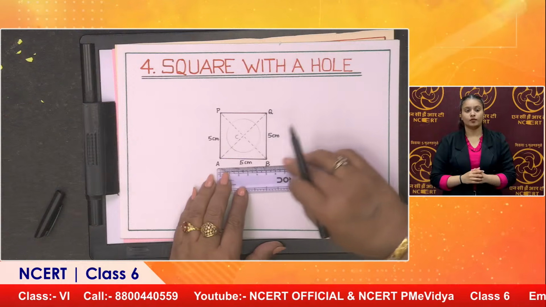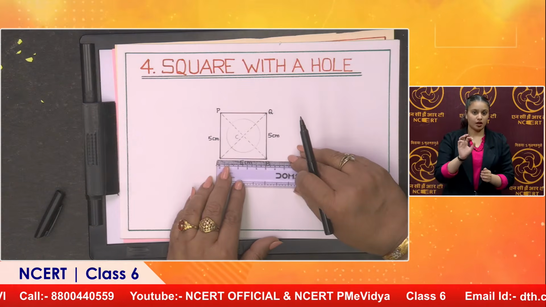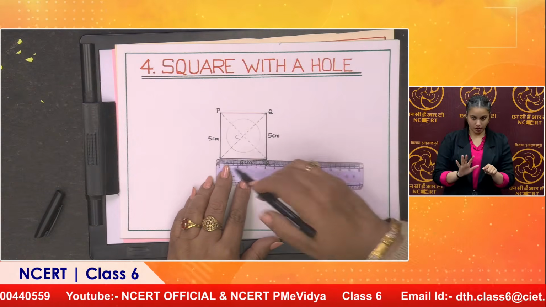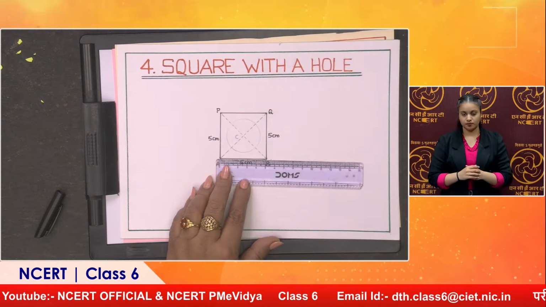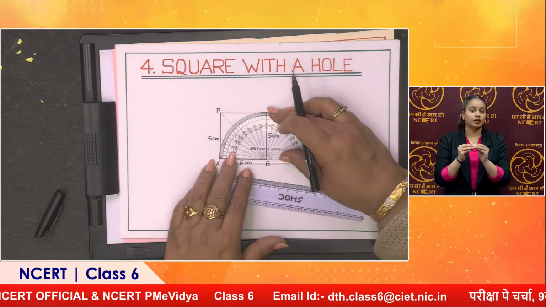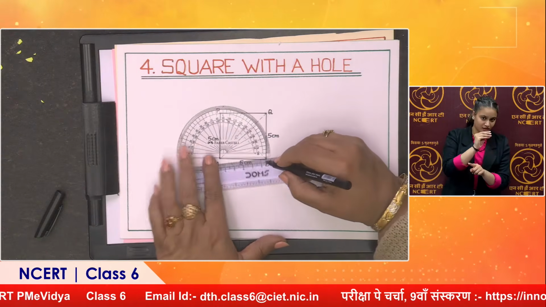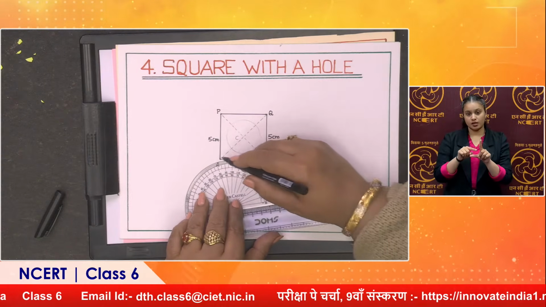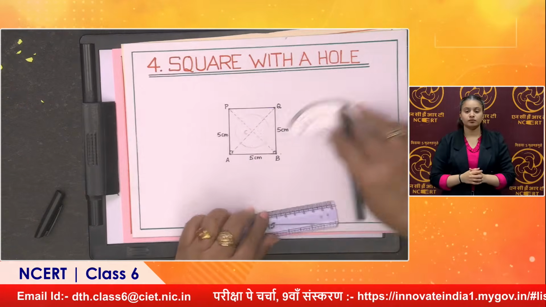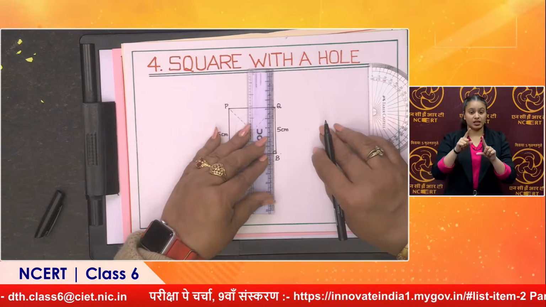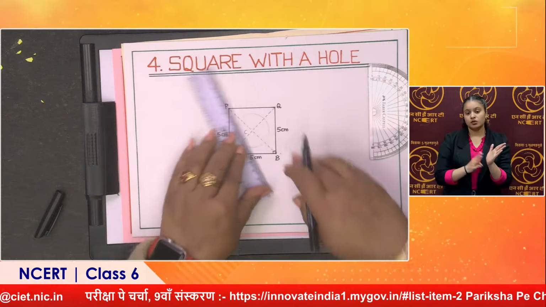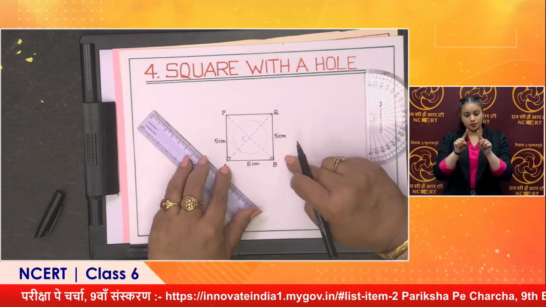We have a 5 centimeter square here. I have taken 5 by 5. This is 5, and at B and A, children, as we learnt in the previous session also, we have taken this as a right angle. Here also it is a right angle and on this length I have again taken 5 centimeters, and so I get a square of 5 centimeters.